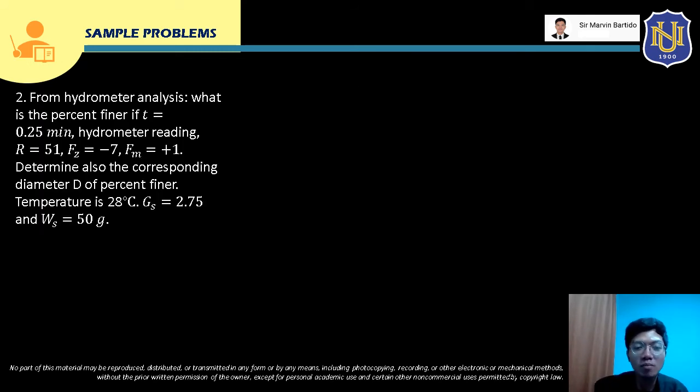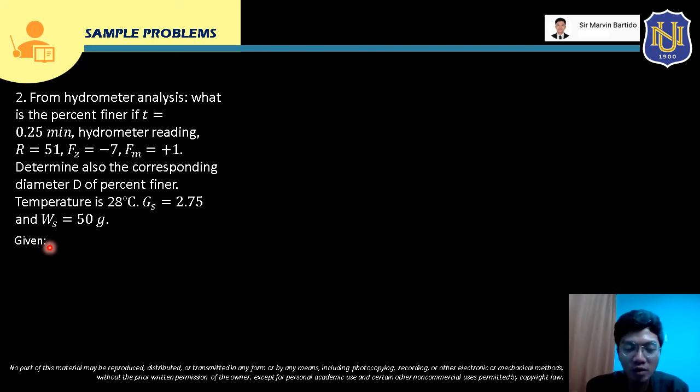Okay, for sample problem number 2, from hydrometer analysis, what is the percent finer if T is equal to 0.25 minutes, hydrometer reading R is equal to 51, F sub Z is equal to -7, F sub M is equal to 1, determine also the corresponding diameter D of percent finer. So temperature is 28 degrees Celsius, G sub S equal to 2.75, and W sub S equal to 50 grams.